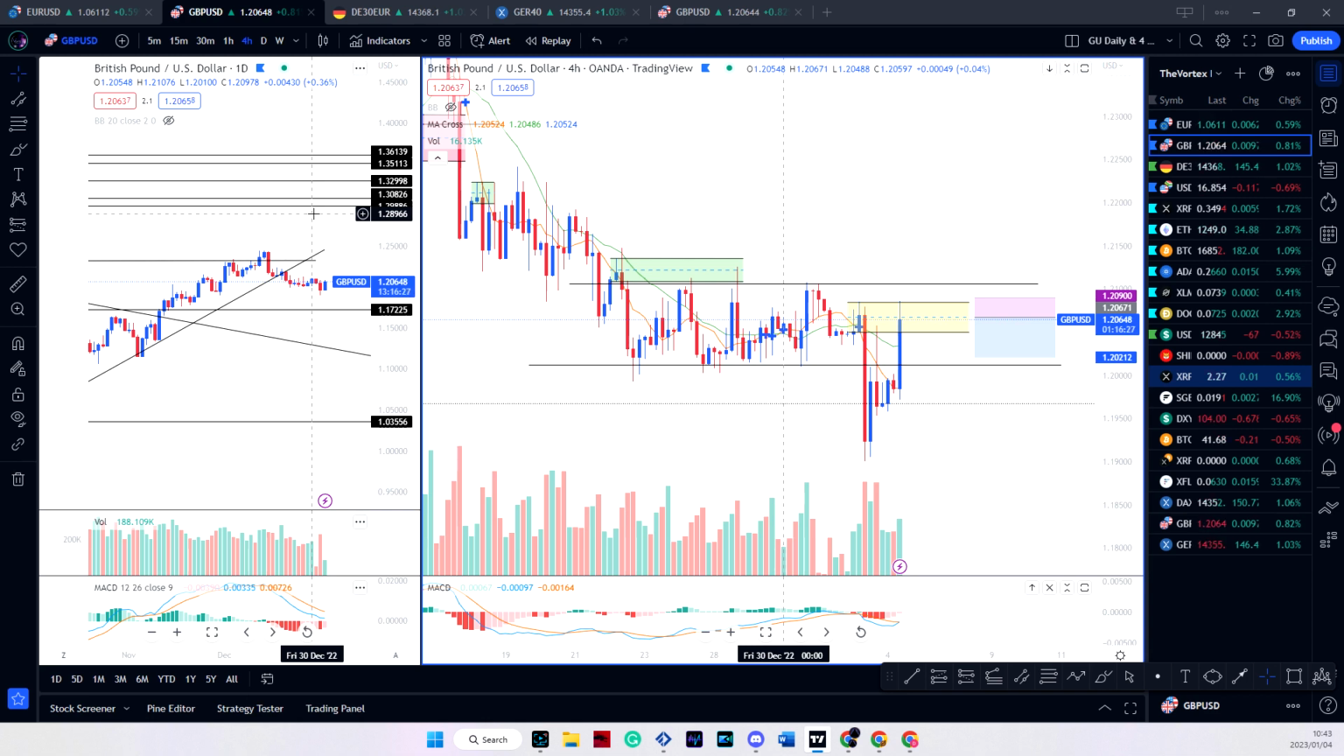Happy 2023. Today is the 4th of January. It is a Wednesday, and we are just going to be going over some order blocks. I know you guys love the whole order block thing.